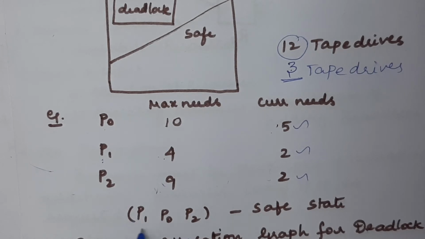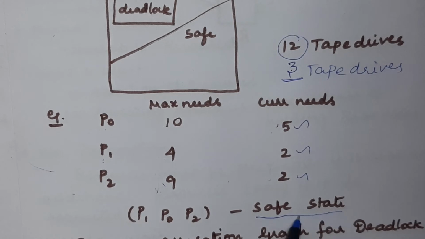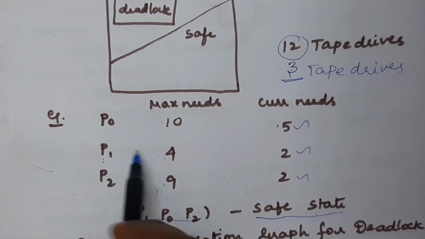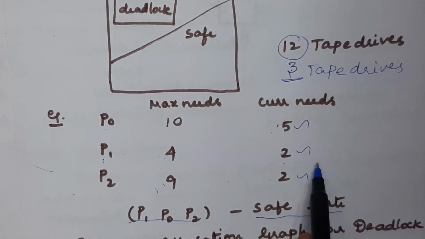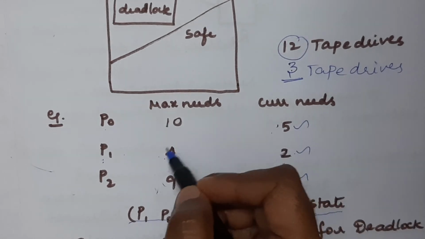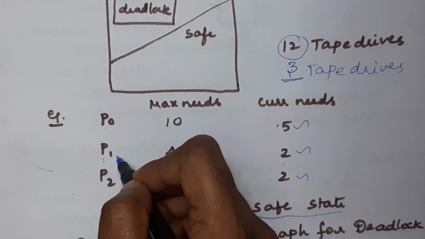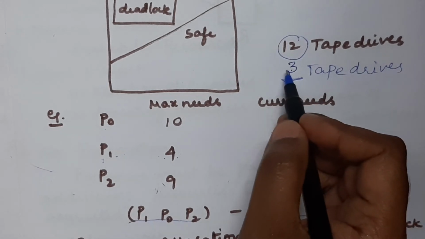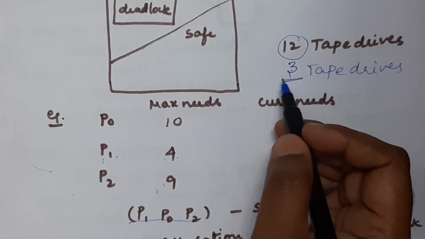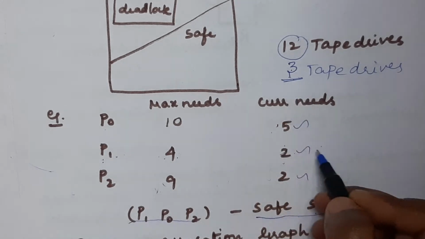P1, P0, P2. If you follow the sequence of execution in this order, then we can say the system is in a safe state. Deadlock will never occur in the system if you follow this particular sequence. First, P1 should be executed. We have allocated 2 initially, and the remaining number of resources it needs is 2, because the maximum need of P1 is 4. The remaining 2 it needs, and we have 3 available tape drives, so we can allocate them to the P1 process.